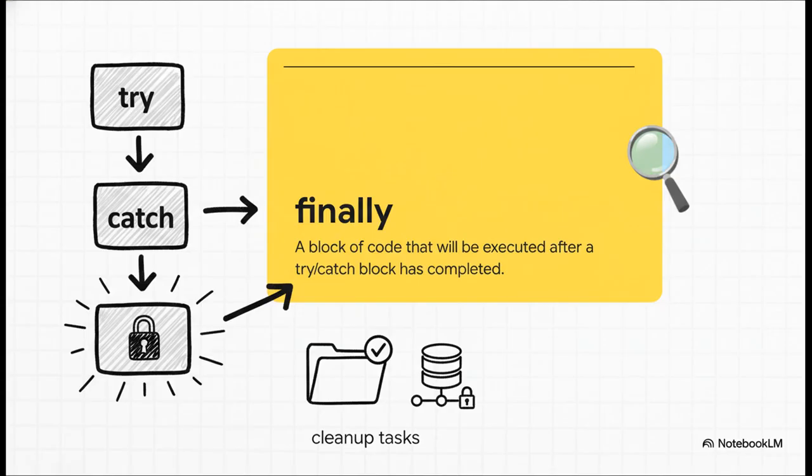And then we have finally. This is the cleanup crew. And the most important thing to remember is this: the finally block runs no matter what. It doesn't care if the code succeeded, if an error was caught, or even if there was no error at all. The code in finally is guaranteed to execute, and that makes it absolutely essential for things like closing a file or shutting down a network connection so you don't leave resources hanging.